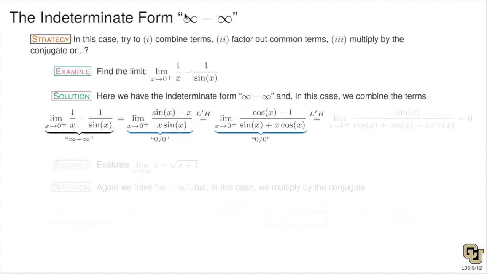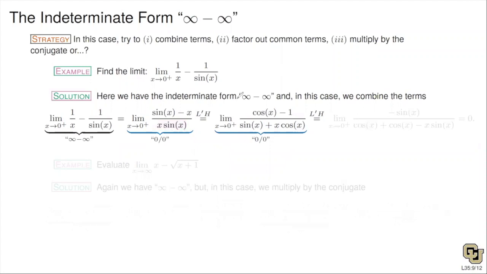I take the derivative of the numerator, no problem. Derivative of sine of x minus x is cosine x minus 1. Derivative of the denominator, be careful. There's a product here. I need a product rule. So derivative of the first function, which is x, derivative of x is 1 times sine of x. There's my derivative of the first times the second. Plus, copy down the first function times the derivative of the second. Derivative of sine is cosine.